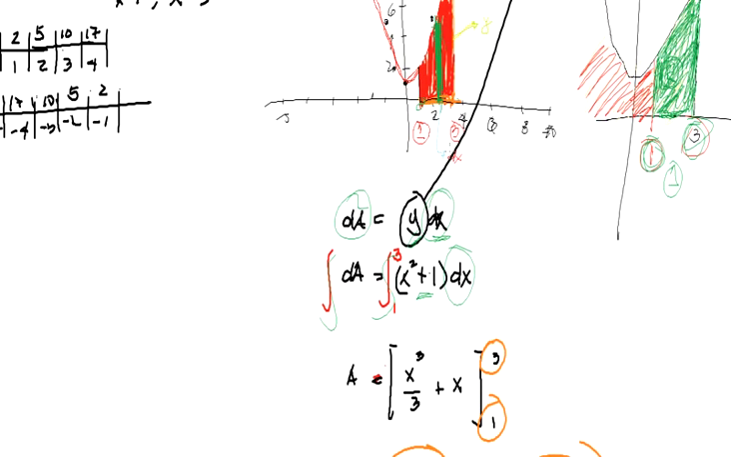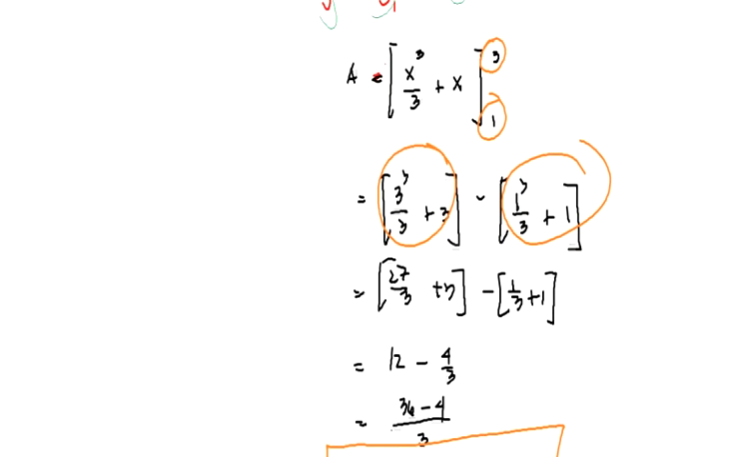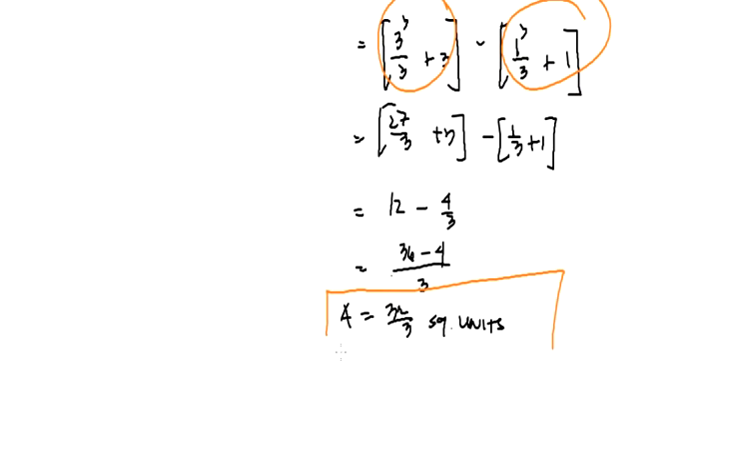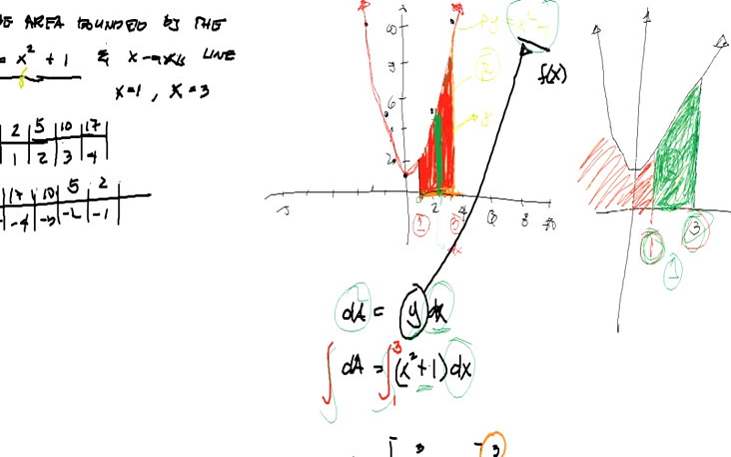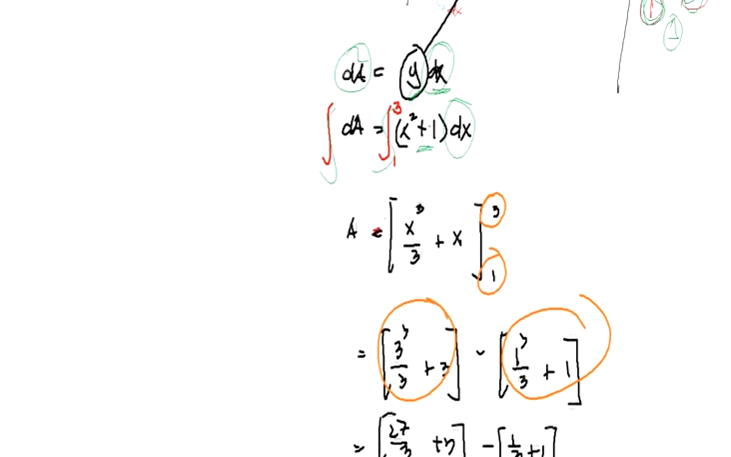Okay, so if you got the totality, then we need to get its area having the limits from 1 to 3, and our value is 32 over 3 square units. So all in all, the area bounded by this curve, the parabola, and the x-axis from 1 to 3 is 32 over 3 square units.